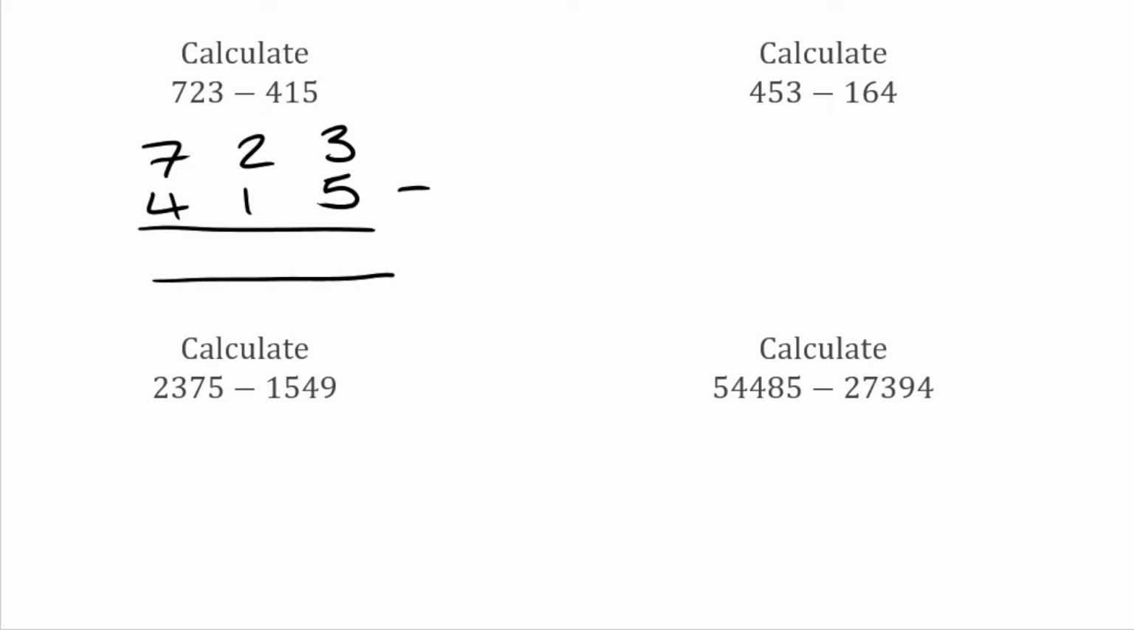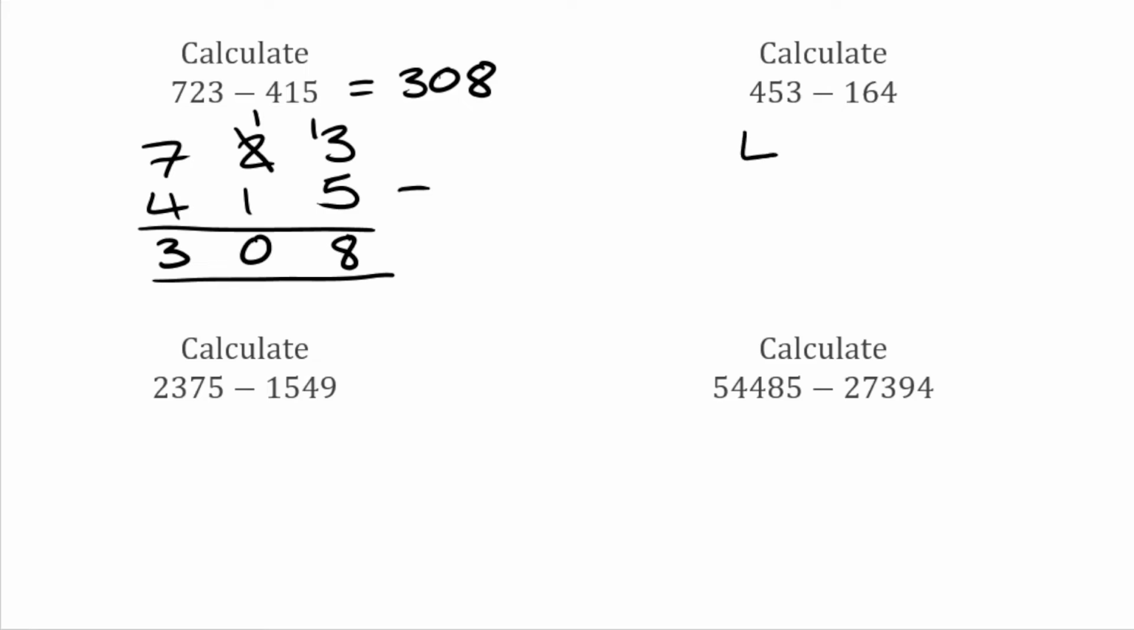So starting with the right-hand column, I've got 3 take away 5. That would actually give me a negative number, so I'm going to borrow from the next column along. So this 2 now becomes a 1. I bring this 1 over, so now I've got 13 take away 5, which is 8. I've now got 1 take away 1, which is 0. And finally, 7 take away 4 is 3. So our final answer to this is actually 308.